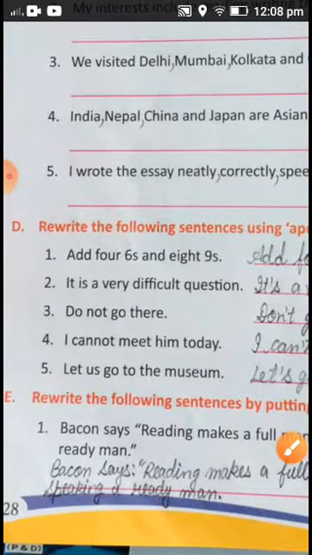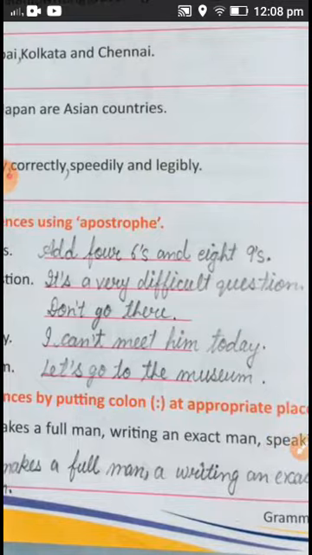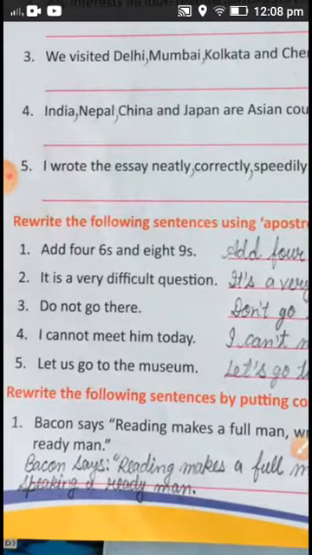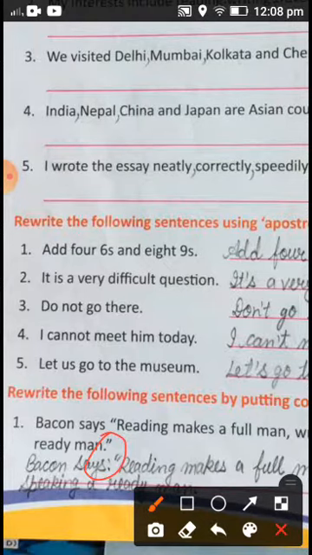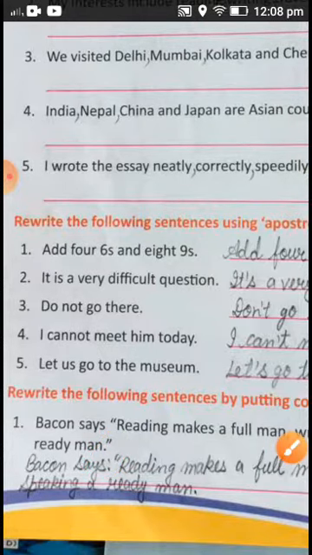Next one is, rewrite the following sentences by putting colon at appropriate places. So Bacon says, after Bacon says you have to put a colon here, then you have to continue the same sentence accordingly, whatever is written. Okay, next one, turn the page.